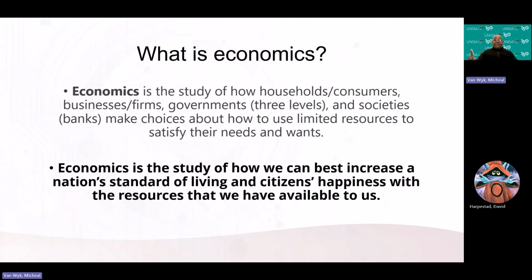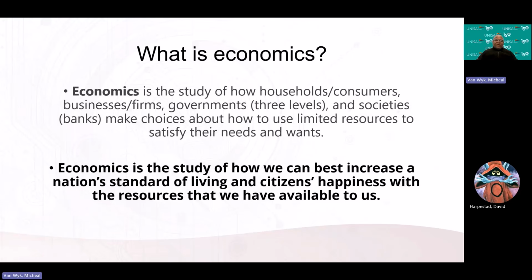Now, limited resources, I believe you have already done a very important concept. It's called scarcity. We do not have unlimited resources, like water. It's a scarcity, and we need to solve the problem. Based on that, the use of resources in economics is to satisfy our needs and wants.